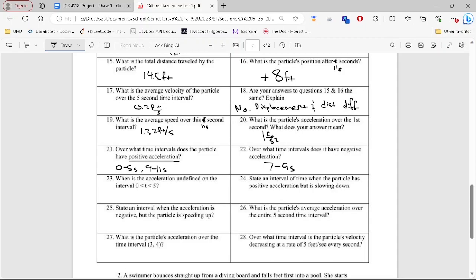When is the acceleration undefined on the interval 0 to 5 seconds? So let me change it. It's not from 0 to 5, it's 0 to 11 seconds. When is it undefined?